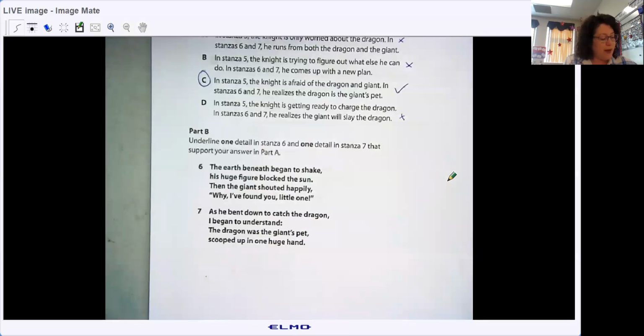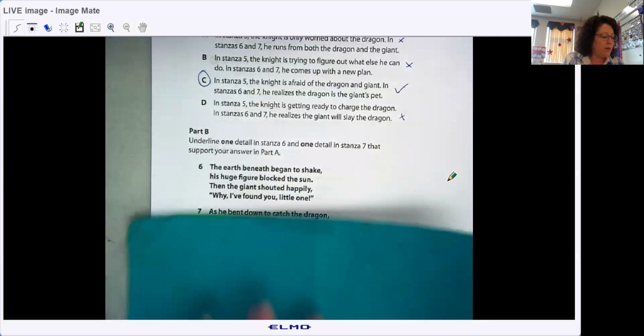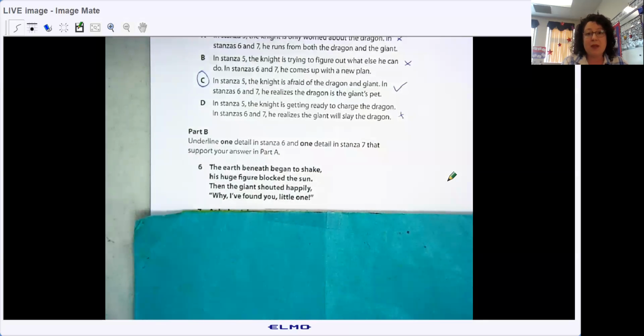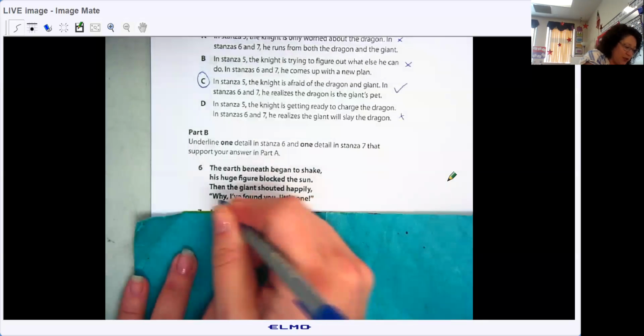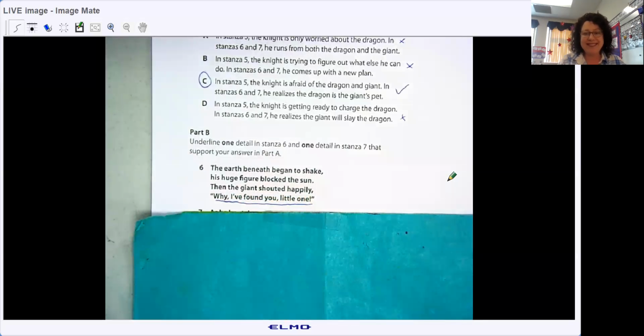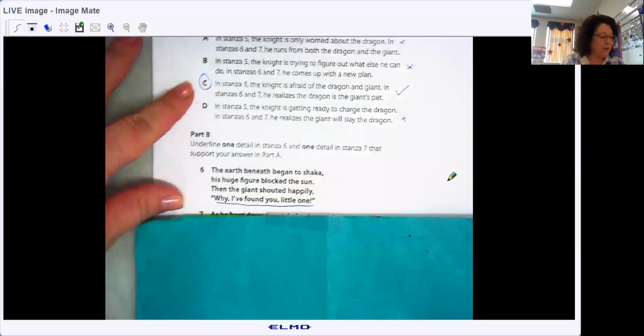What's one line? I want you to do the work on this one. What's a line in this stanza that proves that he realizes it's the giant's pet? One line, not the whole sentence, just one line. Yep, you should have underlined. Well, I found you, little one. Because you're not going to call somebody that if you don't like them, right?